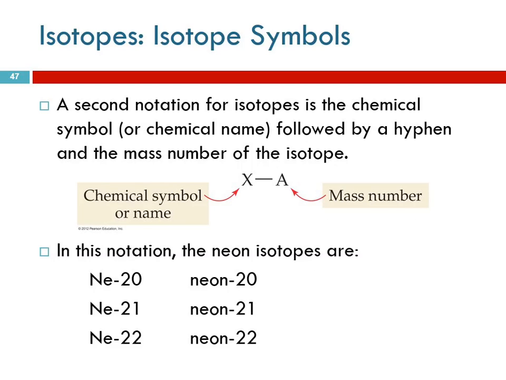Another way of notating different isotopes is using the chemical symbol or the chemical name and a dash followed by the mass number. So those 3 isotopes of neon, Ne-20 or neon 20, we don't really need the atomic number, right? Because if we wanted to know the atomic number, how many protons, we could look at the periodic table. And we could figure that out. We don't actually have to have it written down. It's the mass number that's important. So neon 21, neon 22. So this is the mass number, the total number of protons and neutrons together.